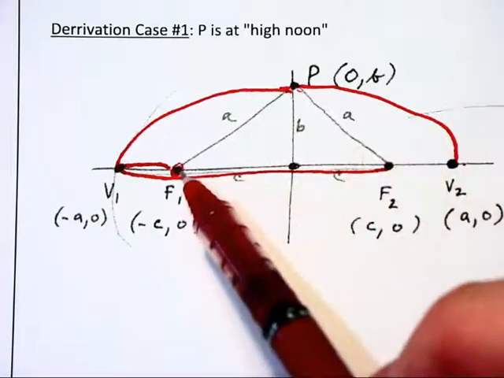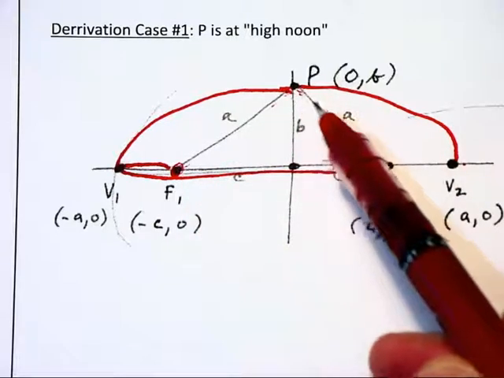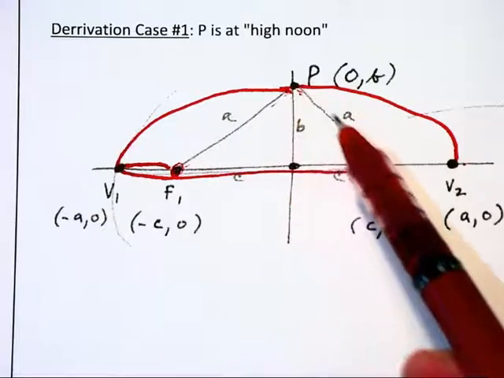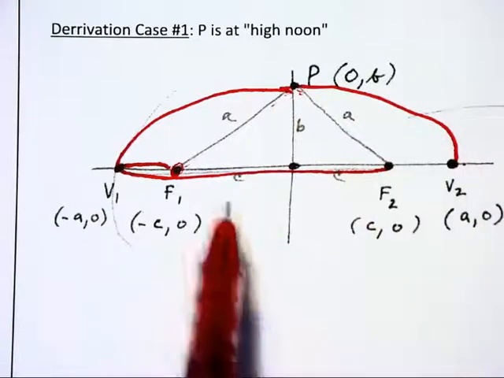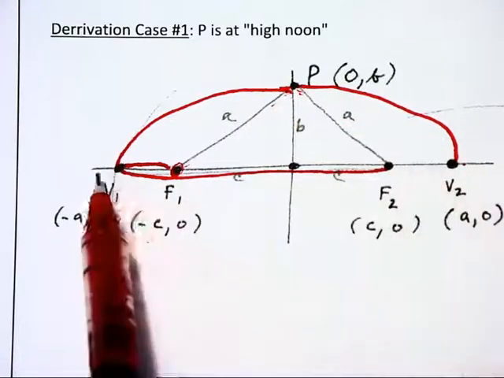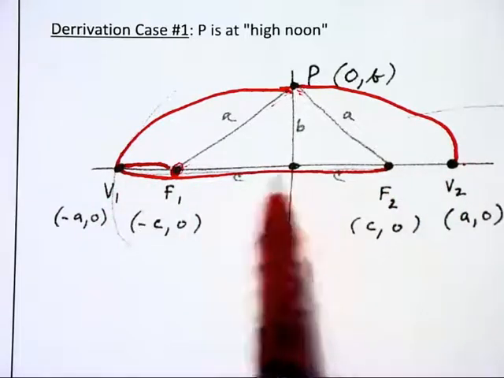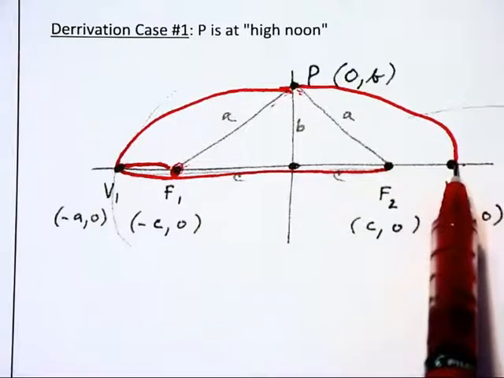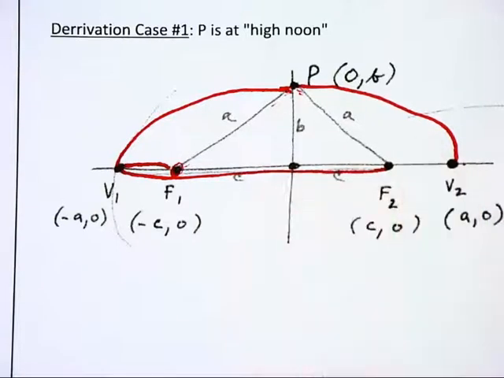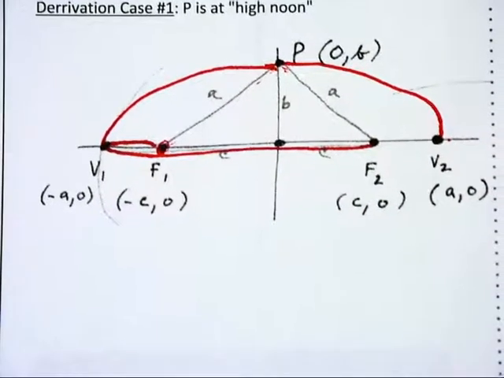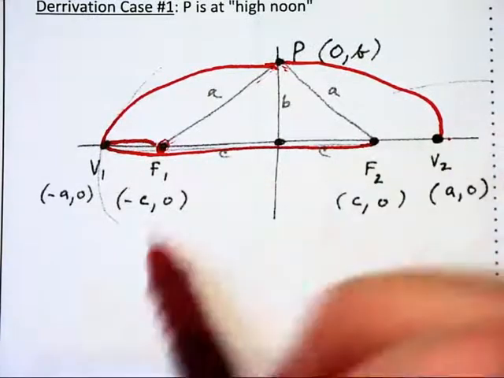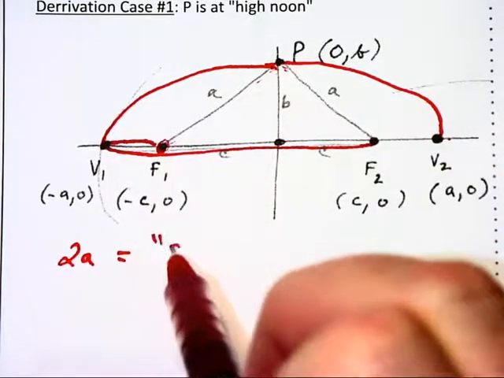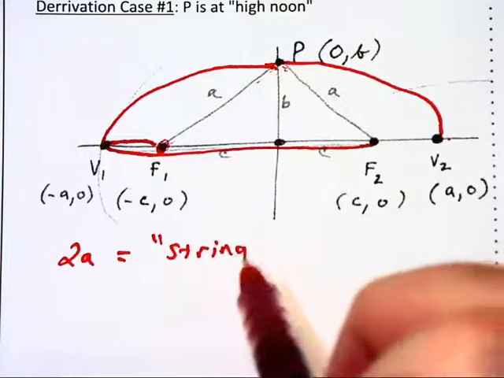We've already said that the length of the string is 2A units long. A units up there on that hypotenuse and A units on that hypotenuse. So if we look at it stretched all the way across from V1 to V2, we have V1 is A units to the left of the center and V2 is A units to the right of the center. Now the reason we have this case drawn here is, first off, we want to note that 2A is equal to what I'm going to call the string length.